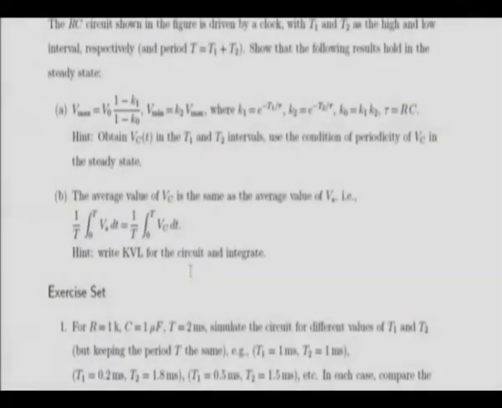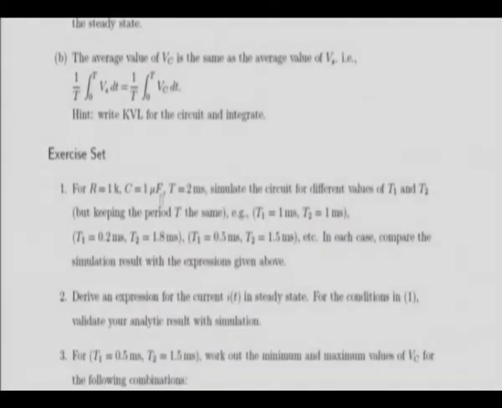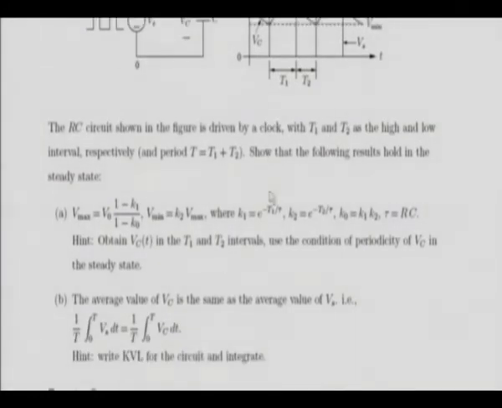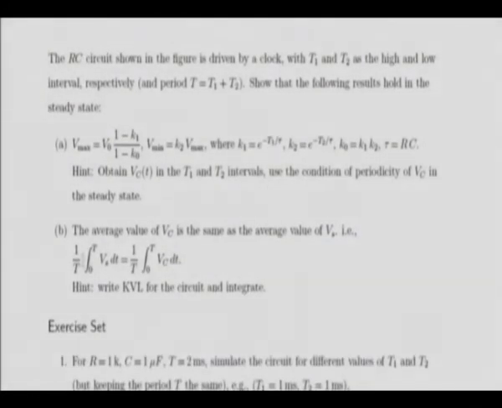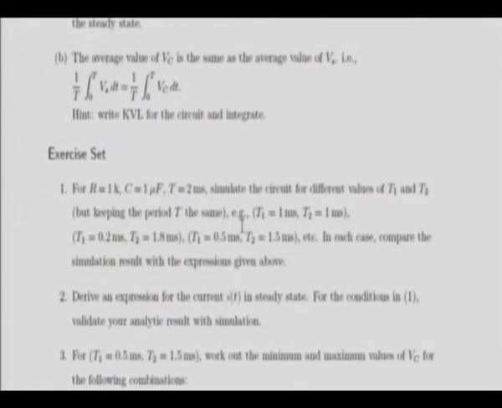Okay, so in this exercise set, what we have said is for R equal to 1K, C equal to 1 microfarad, and T equal to 2 milliseconds, simulate the circuit for different values of T1 and T2. Right? What is T1 and T2? T1 and T2 are these high and low periods. And if you do that, you will observe that this waveform will shift its DC value, and that is only natural because it follows this particular relation, and you must show that on paper. Alright, so that is one.